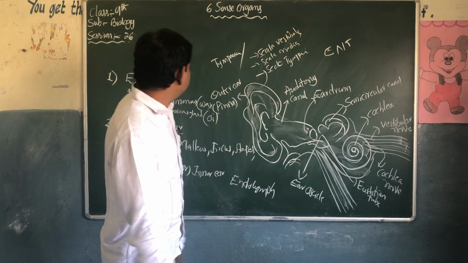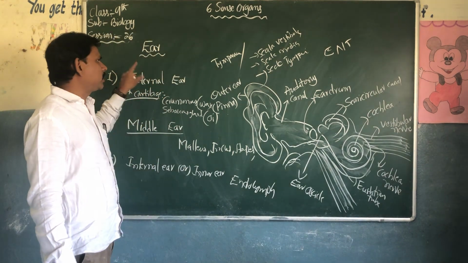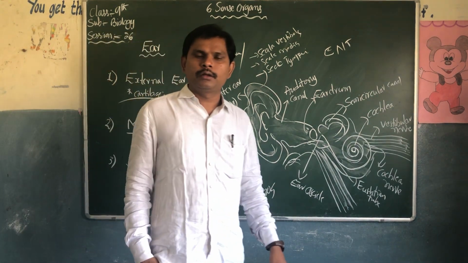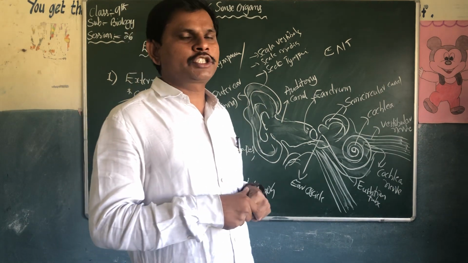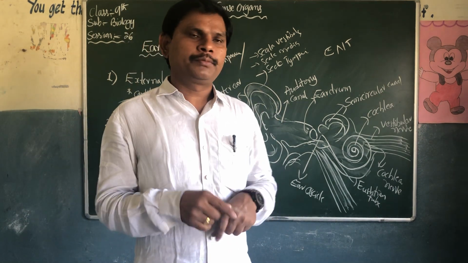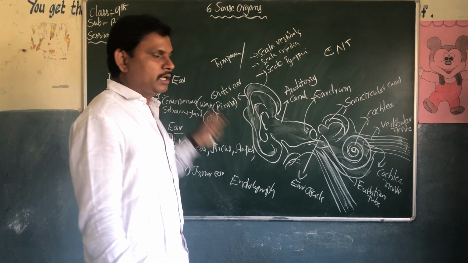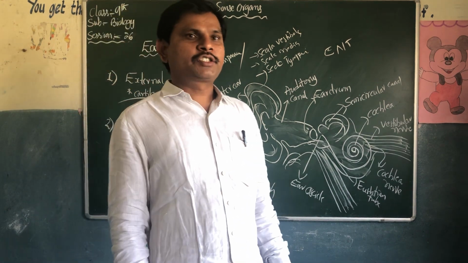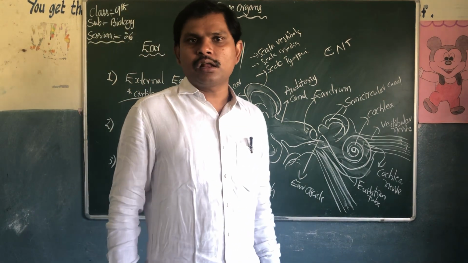So this is about the internal structure of the ear. Today's homework: you have to draw the internal structure of the ear diagram and explain the three different parts, the external ear, middle ear and inner ear.